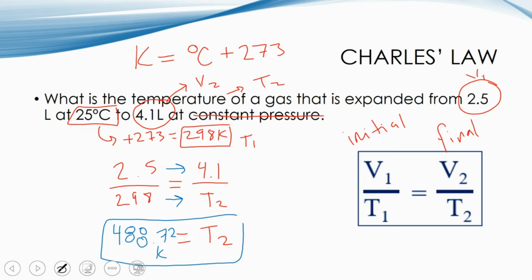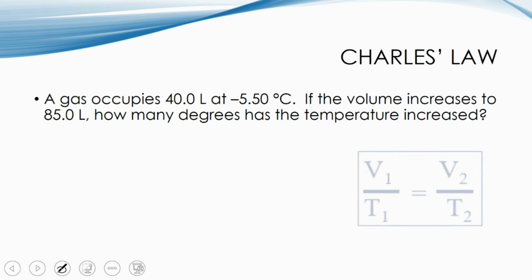Let's look at another equation. And remember, the way we solved for T2 was by cross multiplication. Next example. We are told that a gas occupies 40 liters at negative 5.50 degrees Celsius. If the volume increases to 85.0 liters, how many degrees has the temperature increased? So they're not asking us for what is the new temperature. They're asking us by how much the temperature increased, right? So it's important that we read these questions because we don't want to calculate one thing and think that's the answer, when in reality the question is asking you to do an additional step.